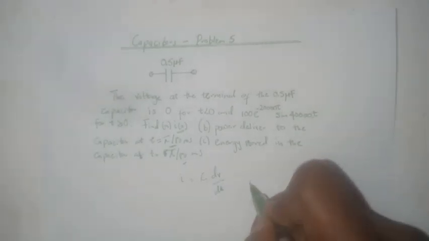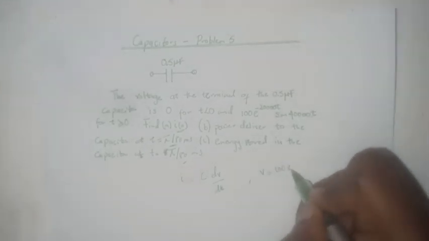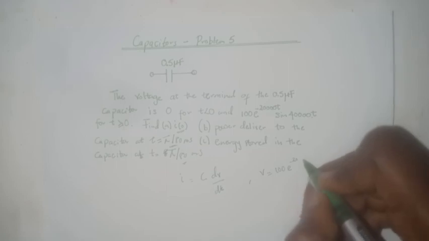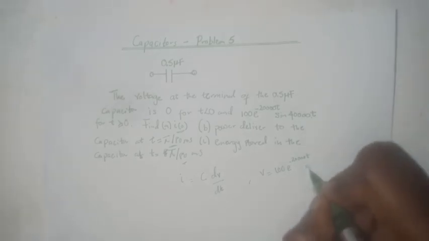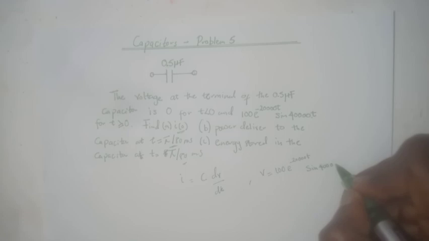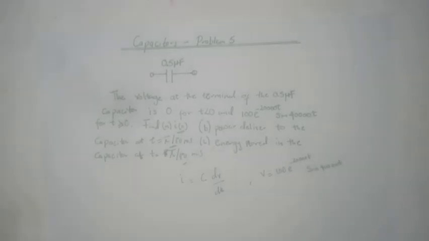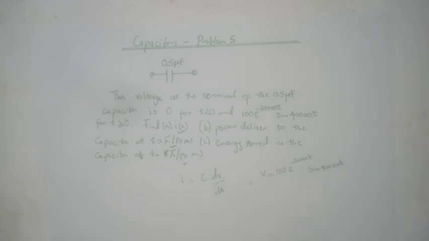We know that V is equal to 100 e raised to the power minus 20,000 t times sine 40,000 t. So we need to know what dV/dt is to go forward in our calculations.